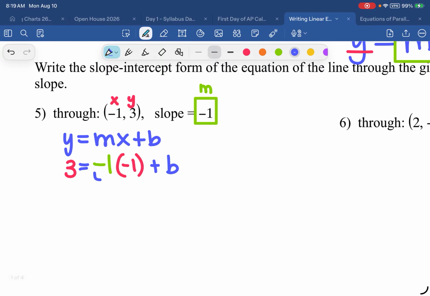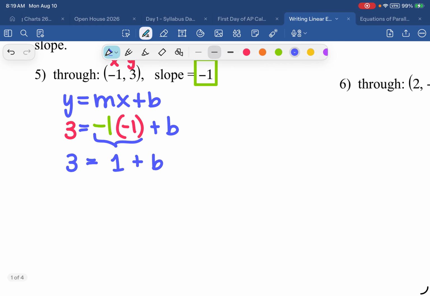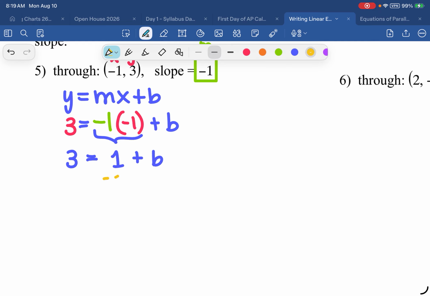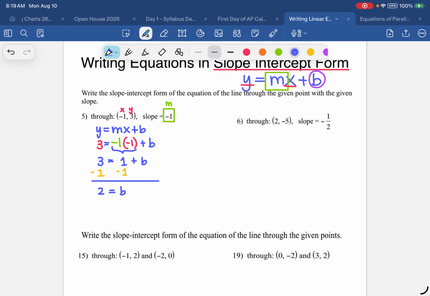So we will multiply the -1's together here, so that's going to be a 1 plus b equals 3. And then to solve for b, we will just subtract that 1 over to the other side, which means that we get b equals 2. Be careful though, because that's not our final answer, right? The answer isn't b equals 2.